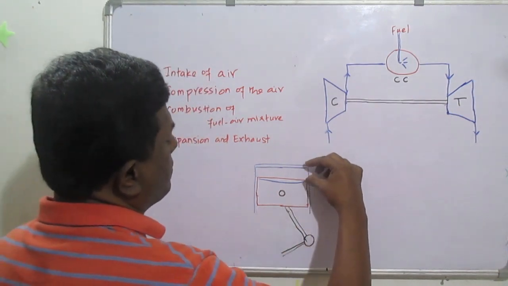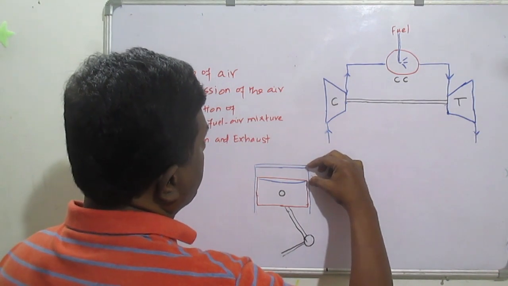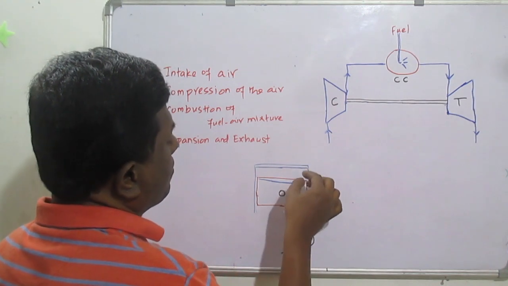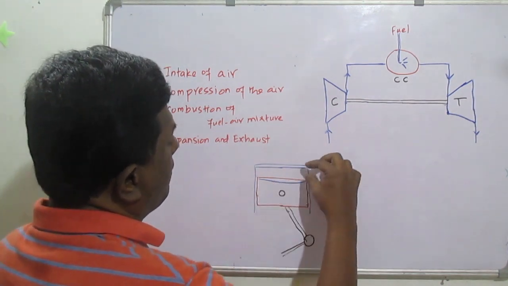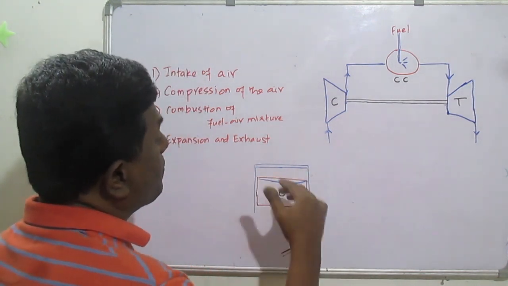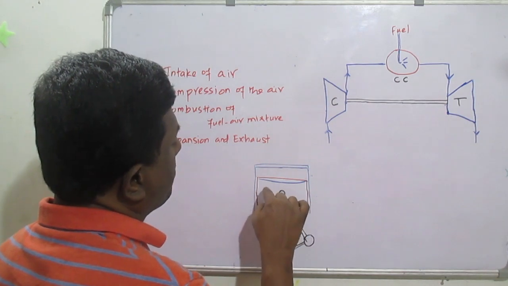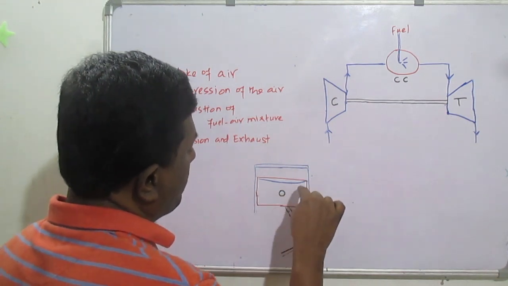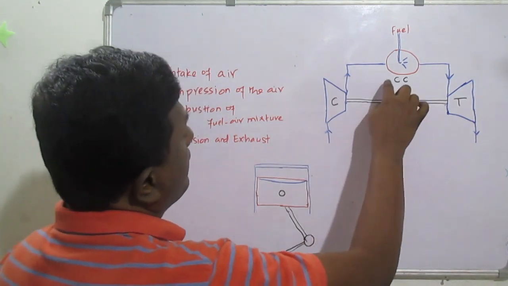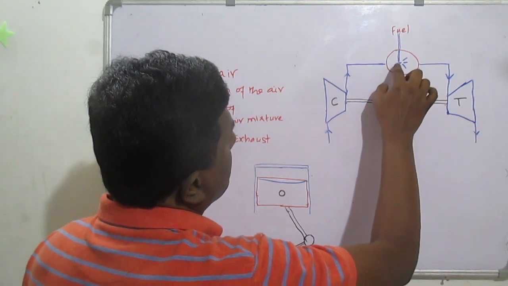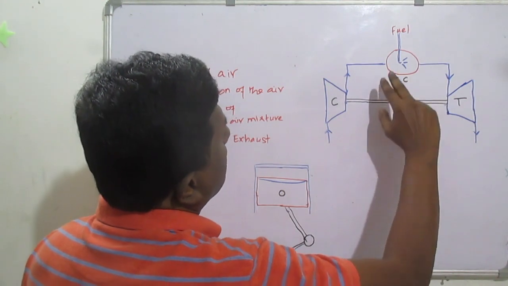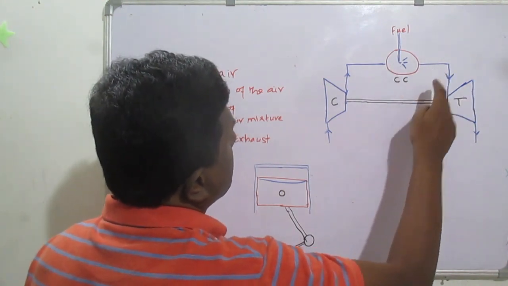Since the combustion takes place at a constant volume, it happens only for a certain duration. Even though the combustion is short, it produces a high pressure at the end of the combustion, and because of that the piston moves downward. Here, the combustion takes place at a constant pressure, so it is continuous.